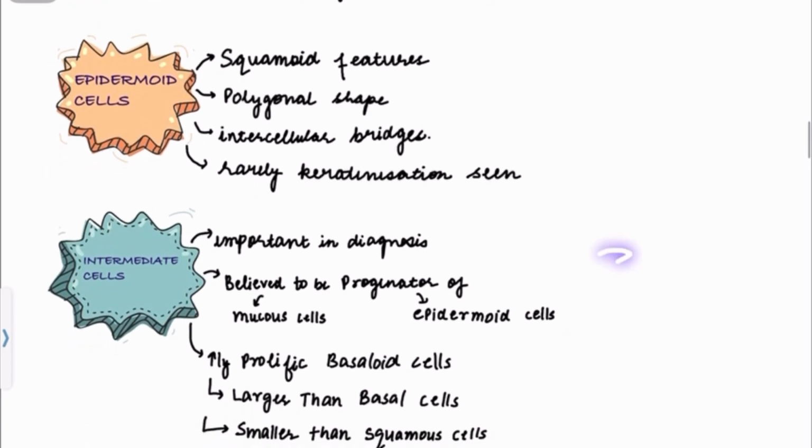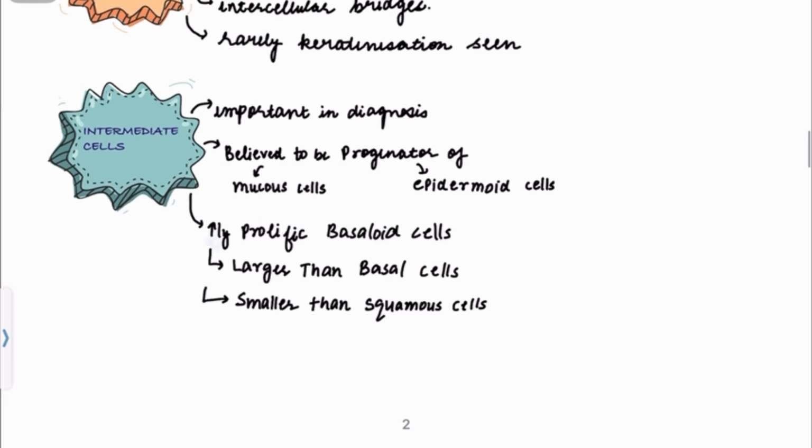Third is the intermediate cells. These intermediate cells are important for diagnosis and are believed to be the progenitors of the other 2 cells. That is, they are believed to make the mucus cells and the epidermoid cells. These intermediate cells are highly proliferative basaloid cells. These are larger than basal cells but smaller than squamous cells.